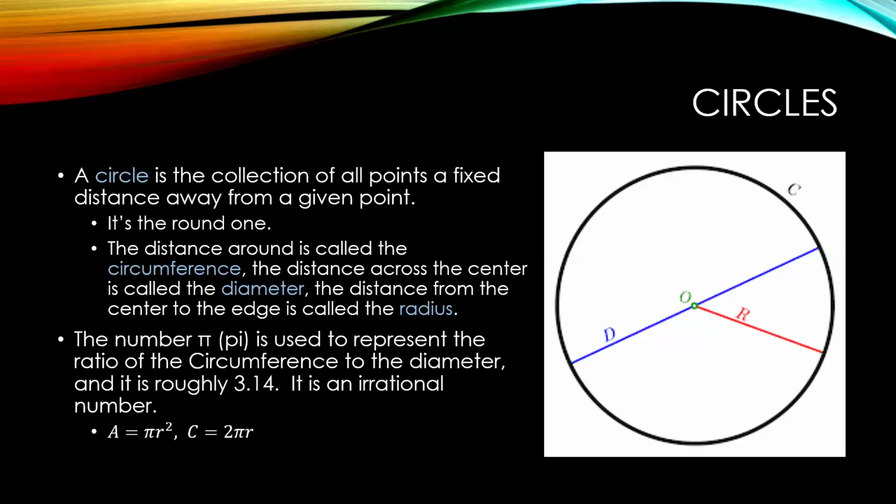And this is where we get the number pi popping up. The number pi is used to represent the ratio of the circumference to the diameter. Turns out the circumference divided by the diameter is always going to be the same number, and that's what pi is. It's roughly 3.14, but it's an irrational number which goes on forever and never repeats. We have formulas for area and circumference. You can prove those if you want. I might recommend trying it.